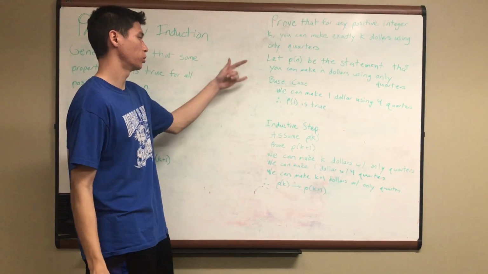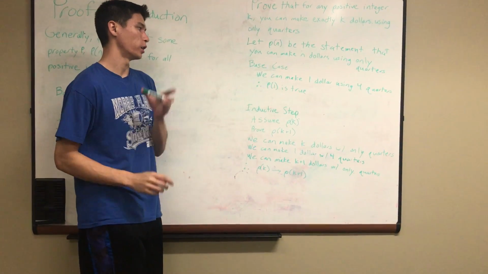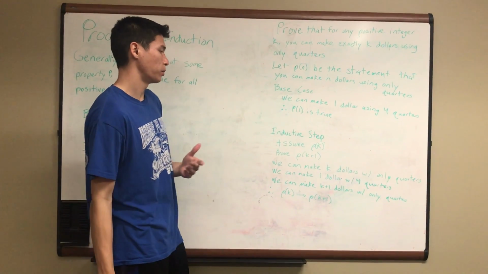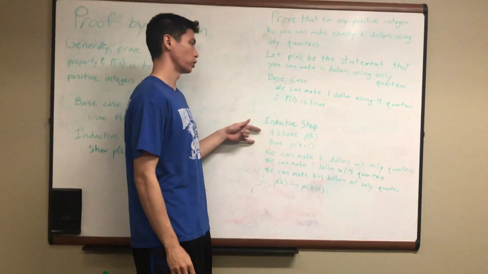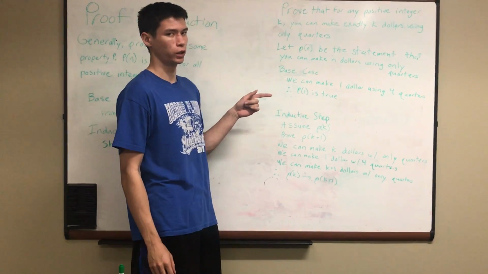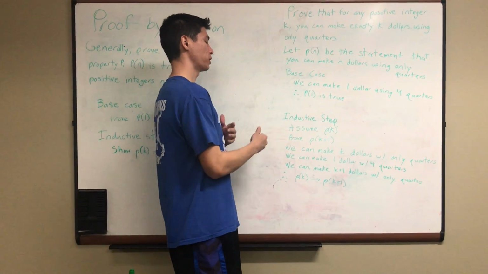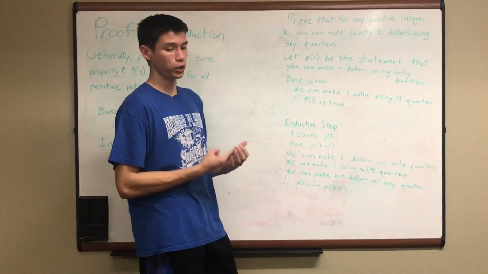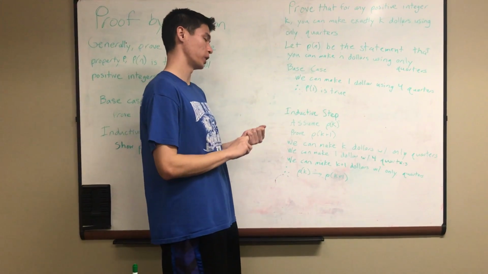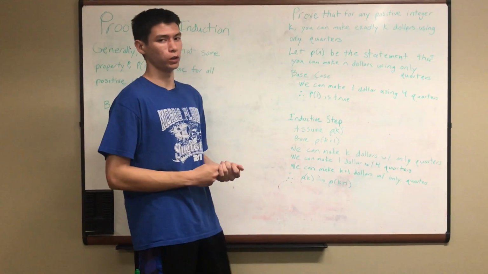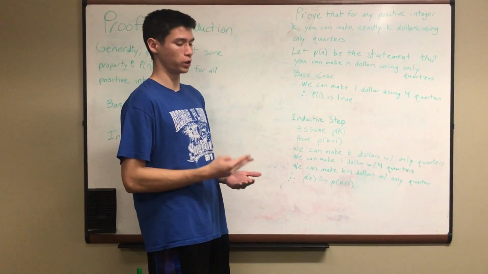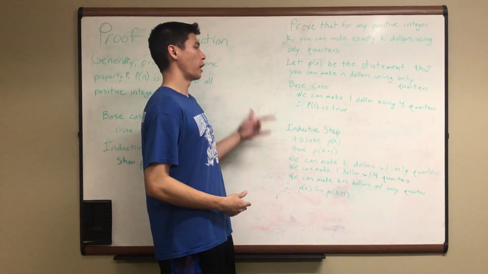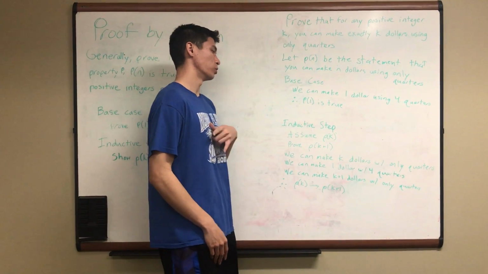The way that these two steps work together is you say, I can make $1 using 4 quarters, that's my base case, and then I can make $2 using only quarters because I can make $1. So the previous step implies the next step. You can make $3 using only quarters because you can make $2, and it builds on. You can make 4 because you can make 3. 4 implies that you can make 5. 5 implies that you can make 6, etcetera, for every integer. And that's how these two steps work together.